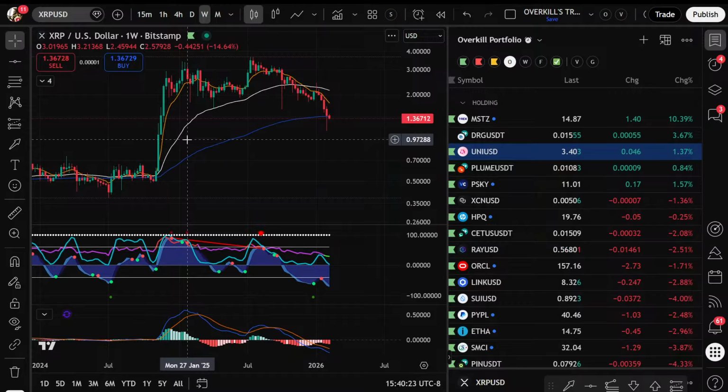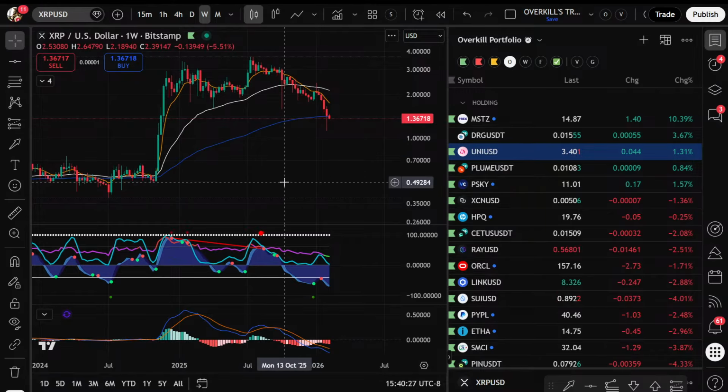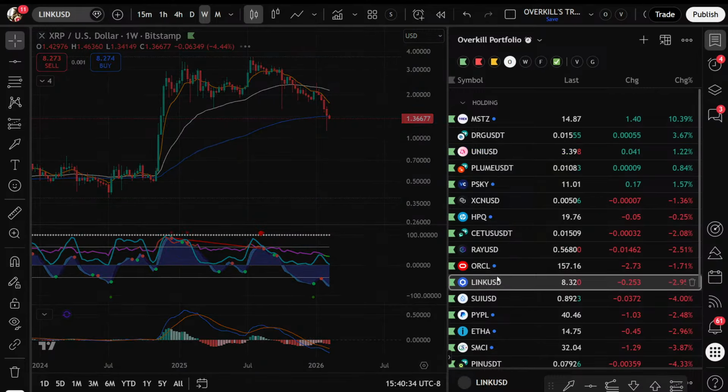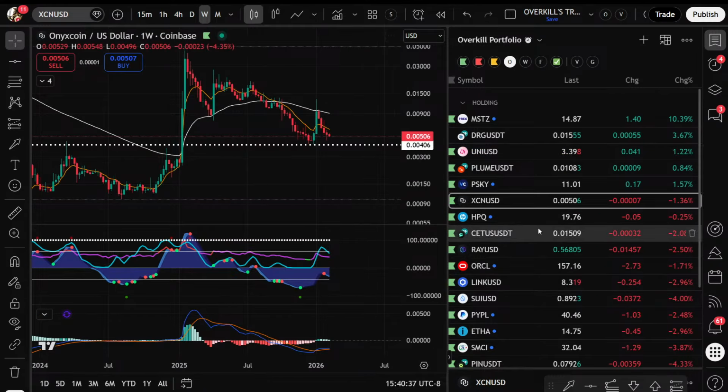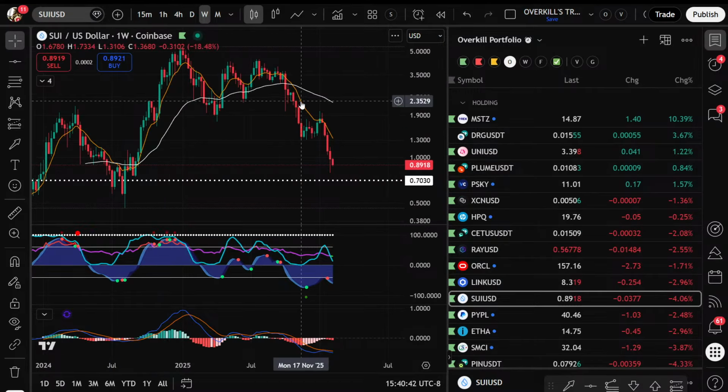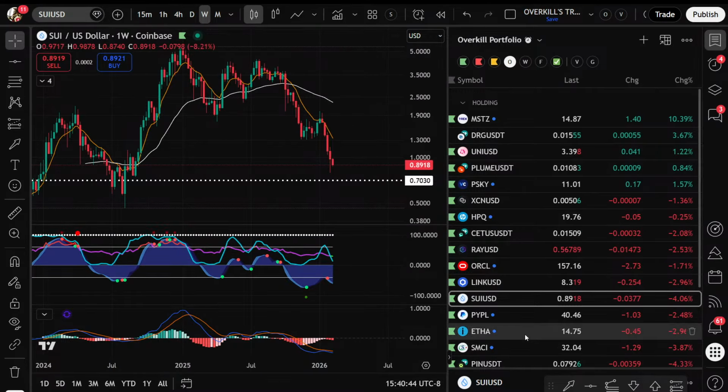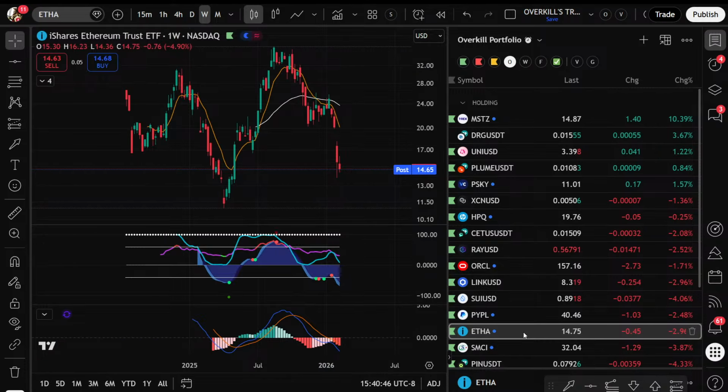Some of the alts will disappear for good. You're right, some of the alts will disappear. All the butt coins and the fart coins and all those weird coins are going to disappear. That's why we have to invest into technologies. Chainlink is my largest position because of its technology. XCN is my second largest position because of its technology. SUI is one of my largest positions because of its technology. Ethereum is a big position because of its technology. Does that make sense? I'm not buying butt coins and fart coins.